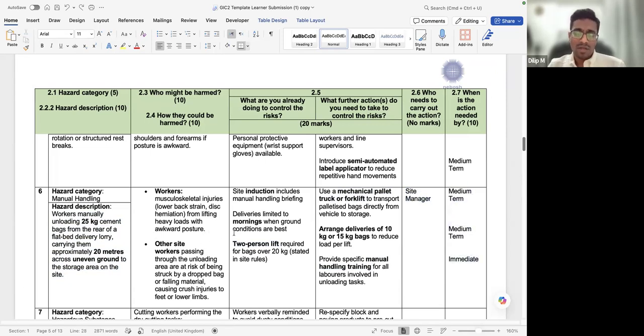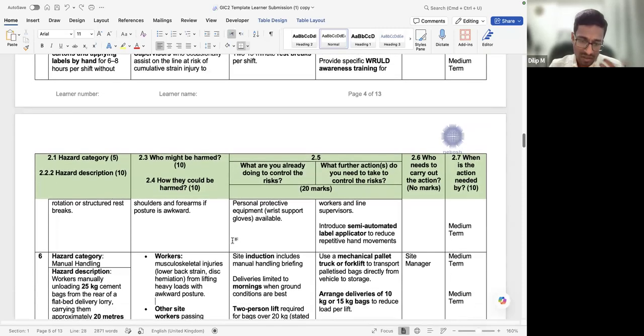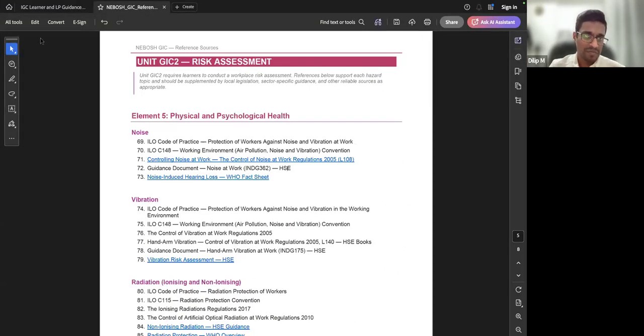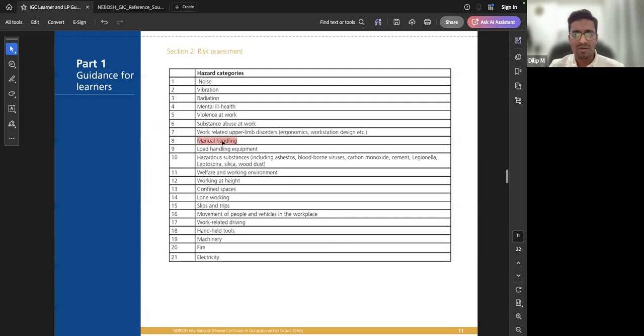Okay, so again I'm repeating: first complete your section 1 background, take your own time for 1 week, and then you start immediately with section 2. It would take some time, but in that process you're also going to study and learn more about the different hazard categories from this syllabus.